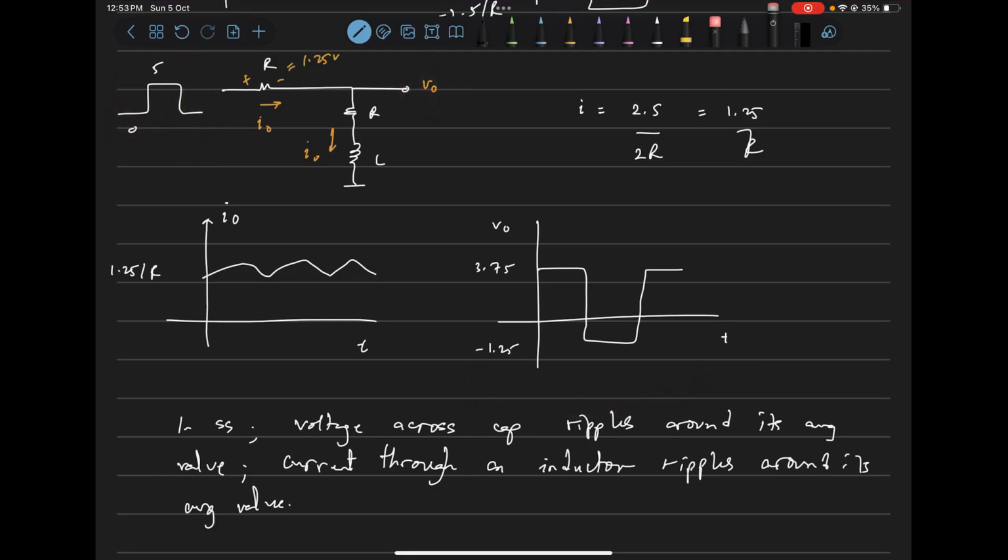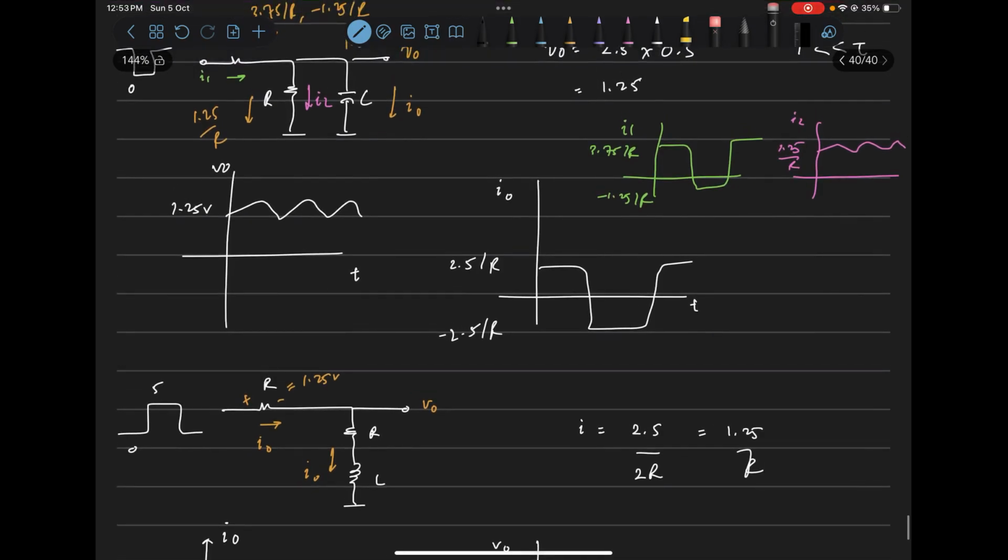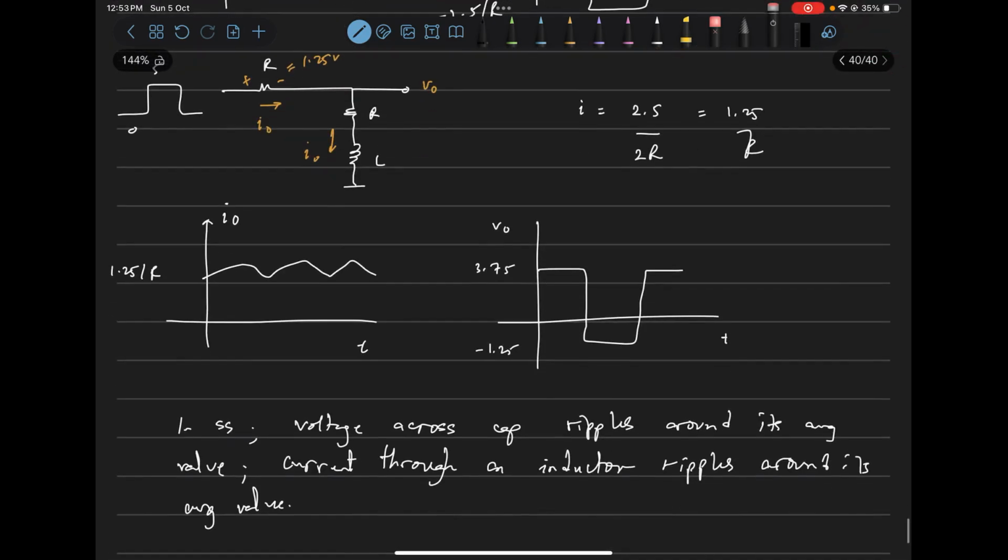Now one thing to note here is the value of I0 in steady state DC wise will be 0, since there will be no average current that flows through the capacitor. So the average of the current through the capacitor is 0, which can be used as a verification check. And similarly here the voltage across the inductor will have 0 average value, which can be verified by the fact that VO is toggling between 3.75 and minus 1.25.